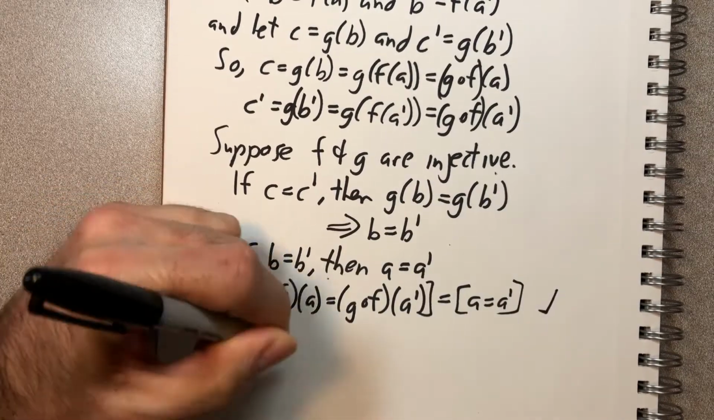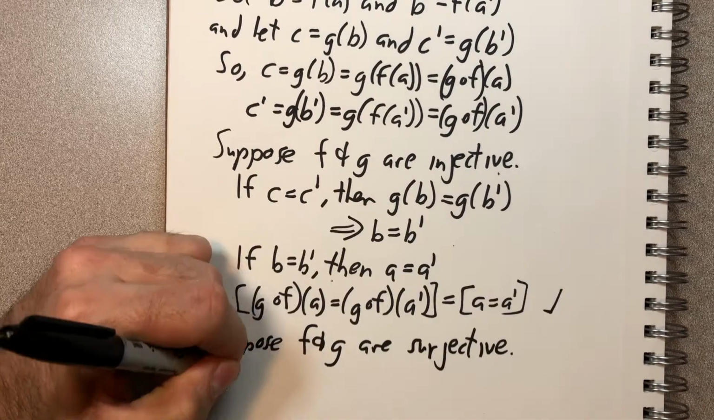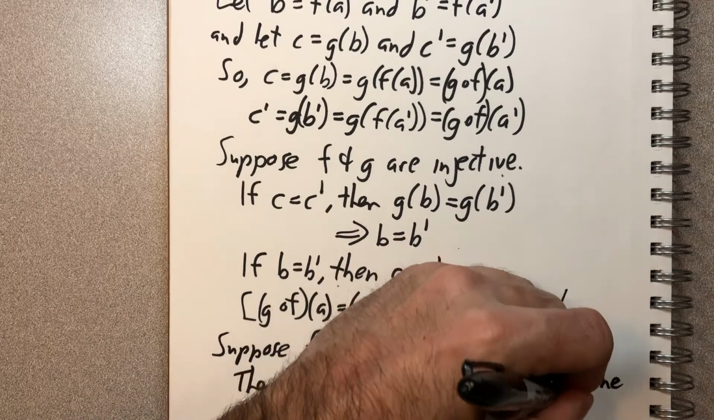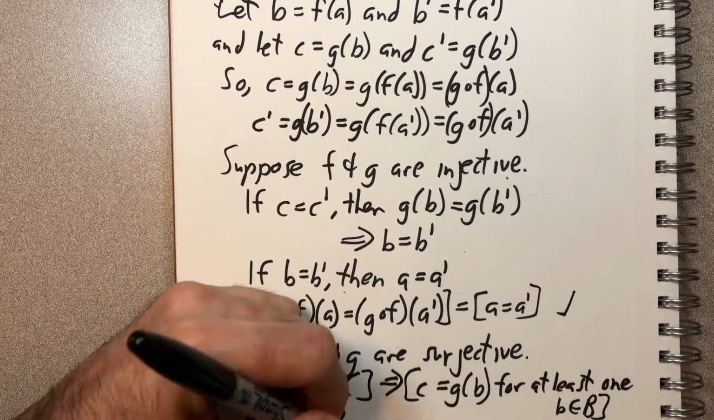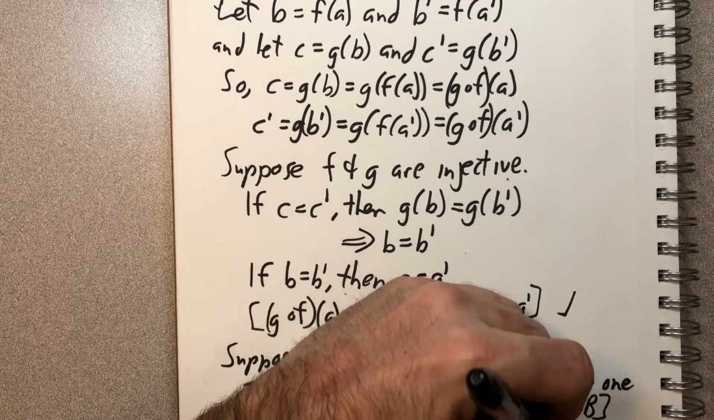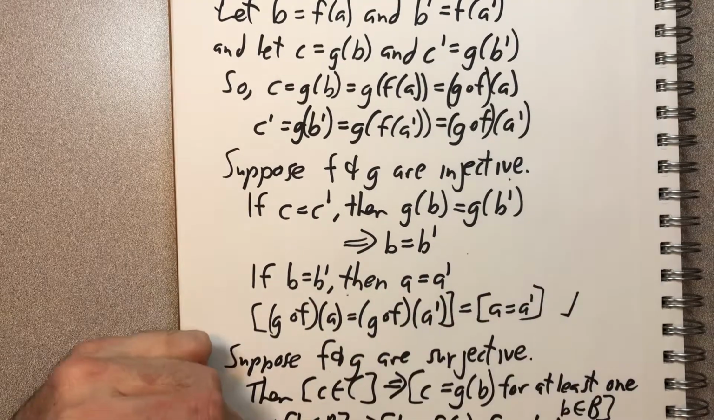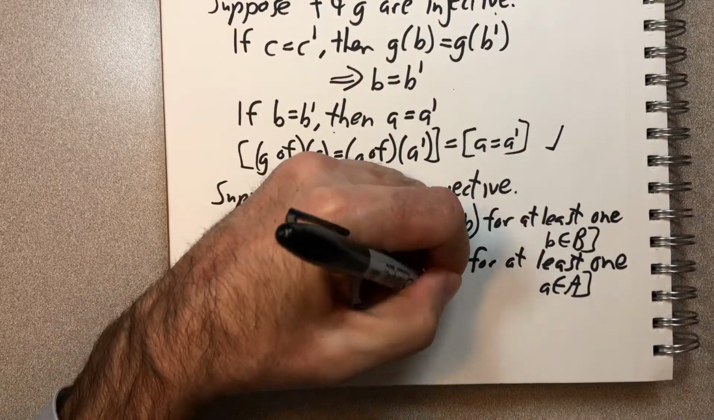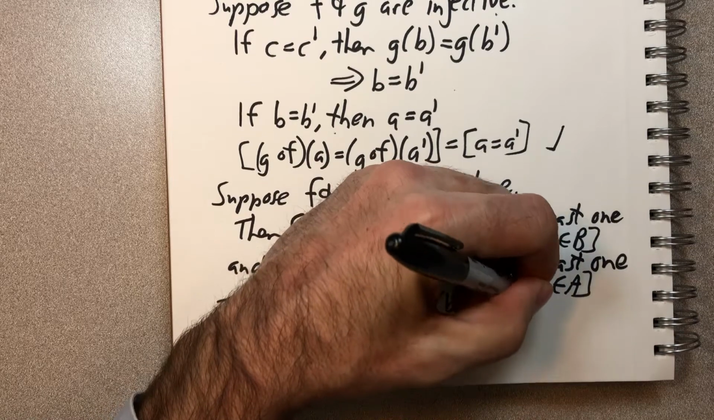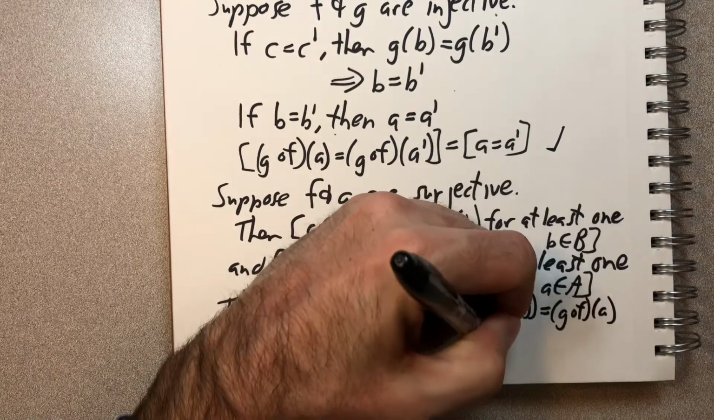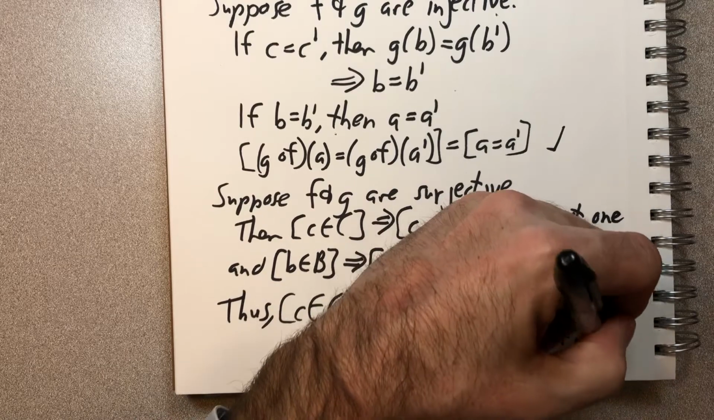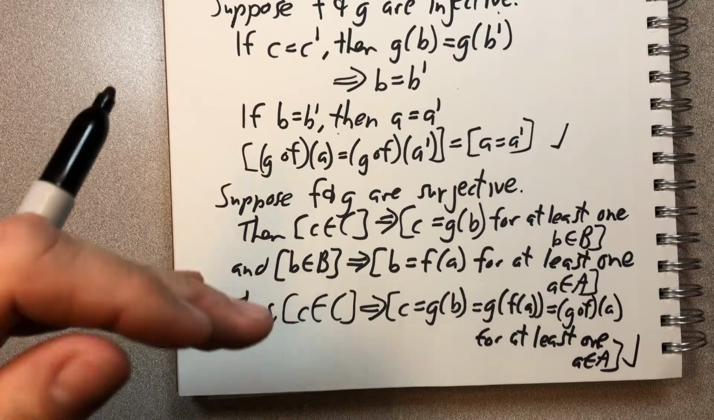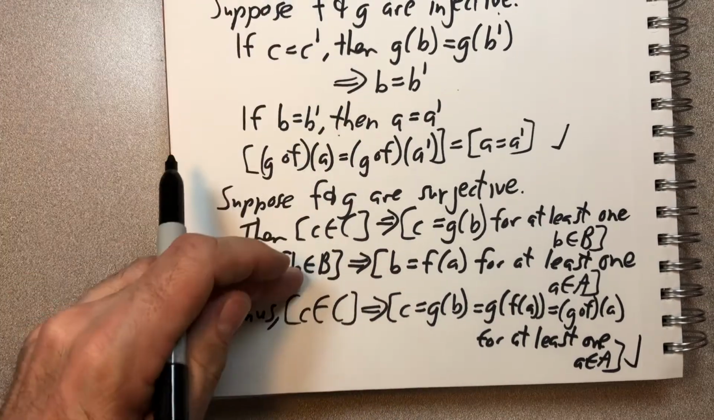So suppose f and g are surjective. Then if c is an element of C, then that implies that c equals g(b) for at least one b in B. And if b is an element of B, that implies that b equals f(a) for at least one a in A. Therefore, just putting those two together, if c is an element of C, that implies that c equals g(b), which equals g(f(a)) for at least one a in A. And that means that g circle f is surjective. Okay, those were easy. So it follows then that the composite of two bijective functions is bijective because they're injective and surjective. Okay.